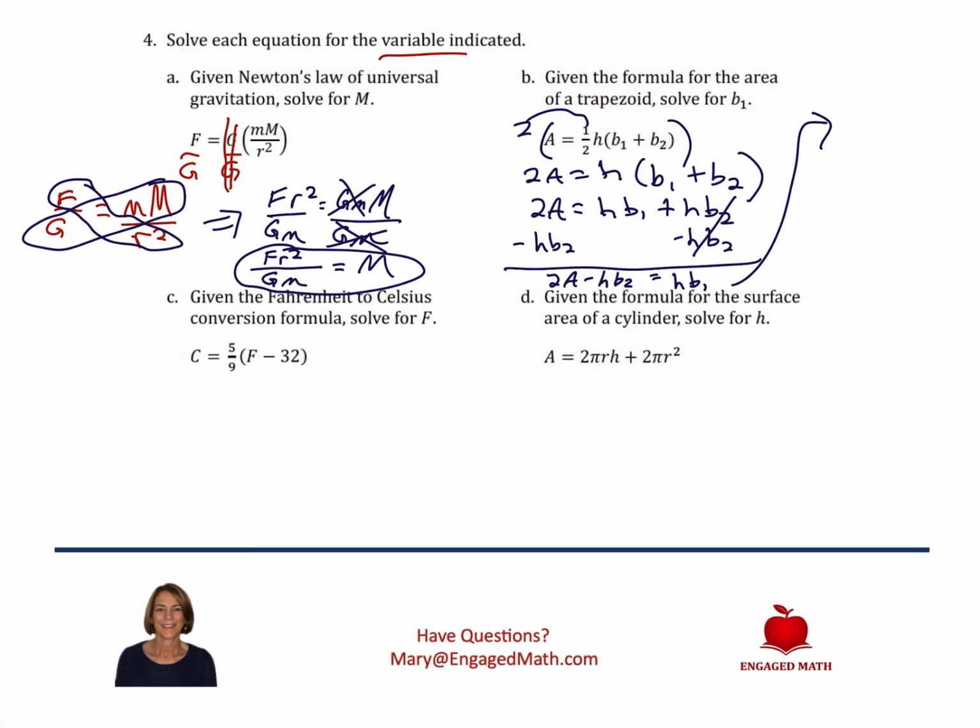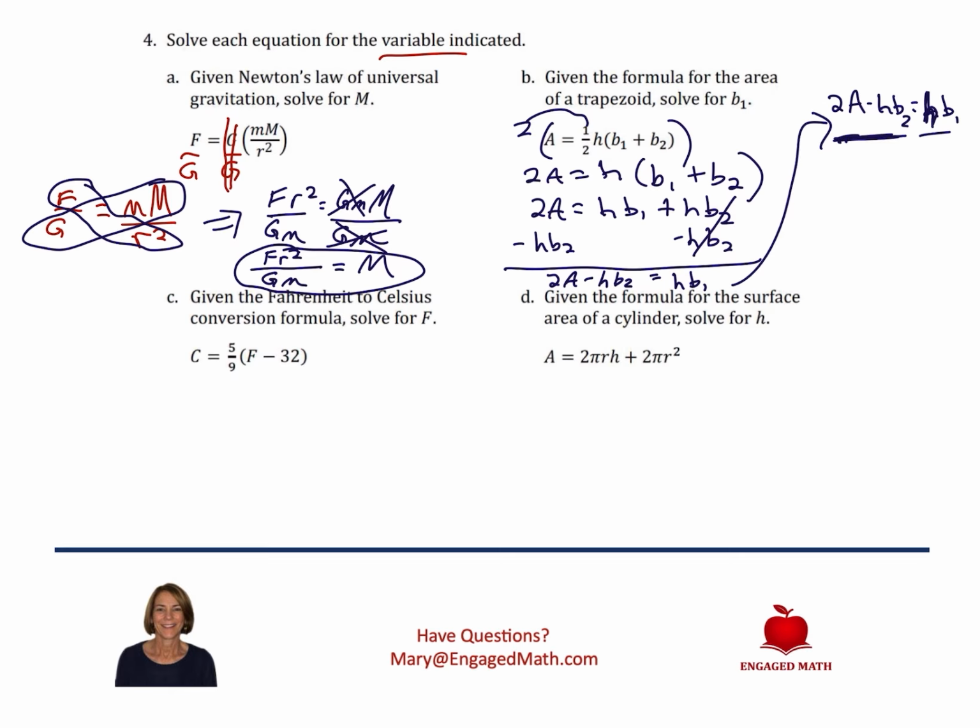All right, and so now on my next step, I'm going to rewrite that equation right where we are. So 2a minus h b sub 2, let's go back and just make sure you can read that, minus h b sub 2 is equal to h b sub 1. And now I'm going to divide both sides by h to get b sub 1 alone.